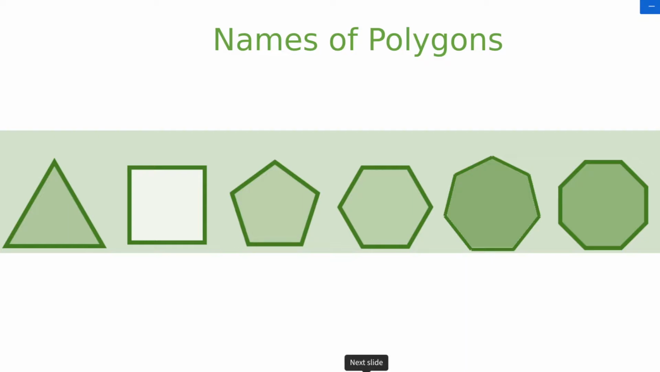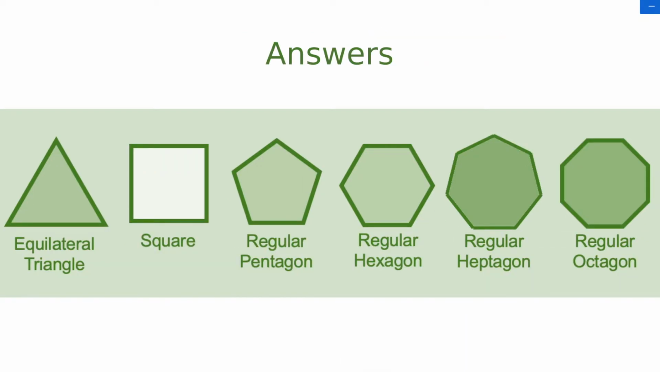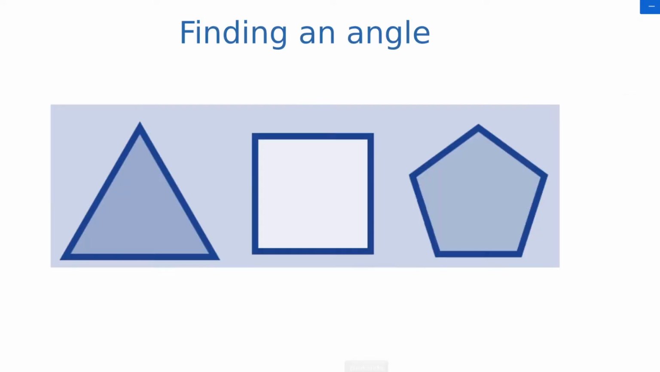And now here are the names of these shapes. I have given you regular shapes, which means all the sides are equal. So, next activity.